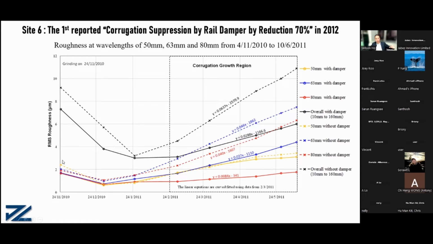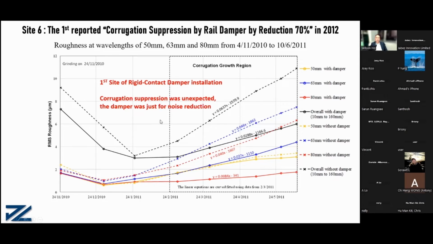This measurement is on the same wheel, just at the adjacent section. One section with damper, the adjacent section without damper. So it's a continuous wheel. Okay, this is the first site of the rigid damper installations. Corrugation suppression was not expected because the damper was designed just for noise reductions. From this graph, we observe that the corrugation growth is constant and independent of the corrugation depth.